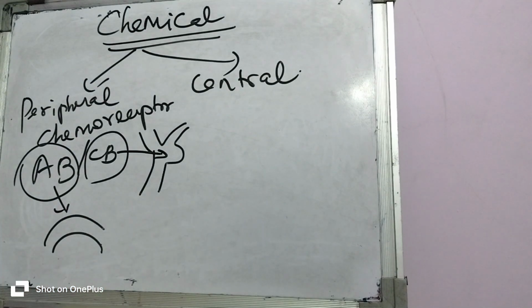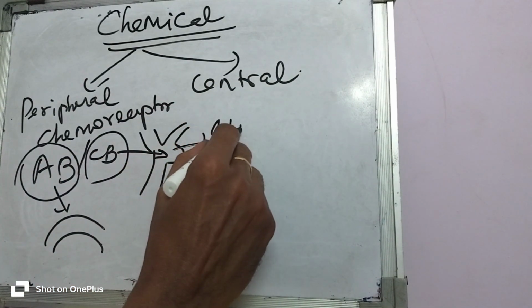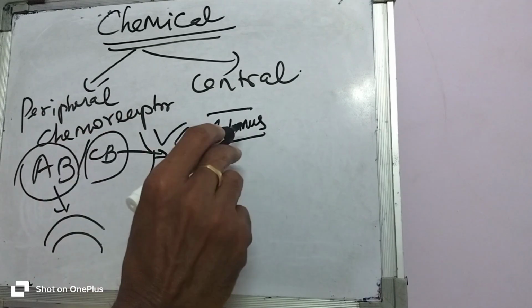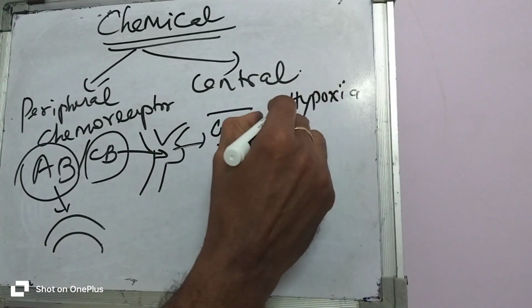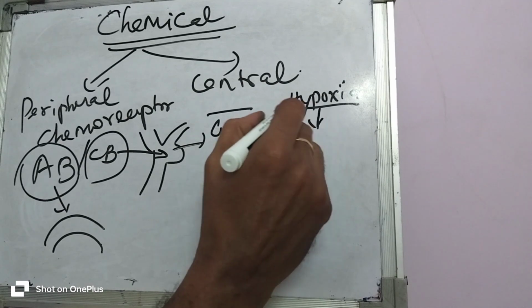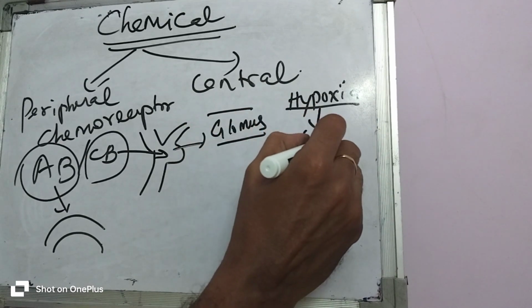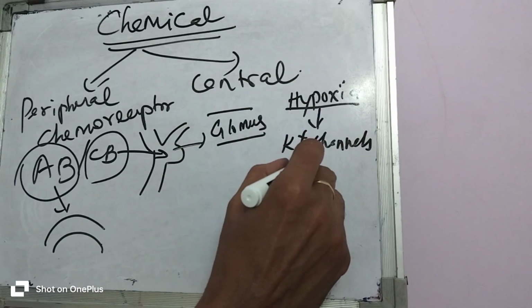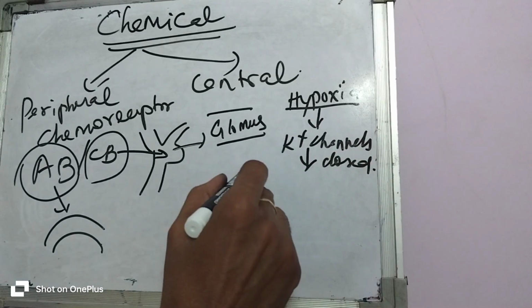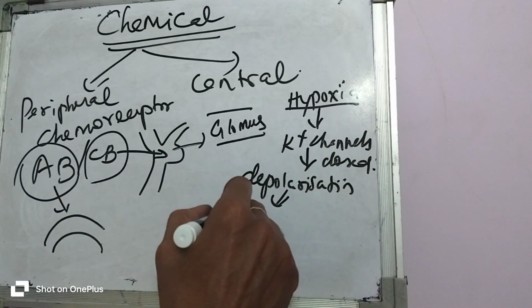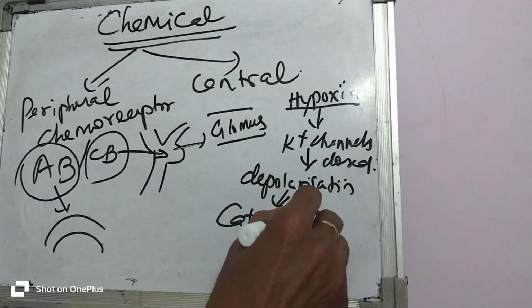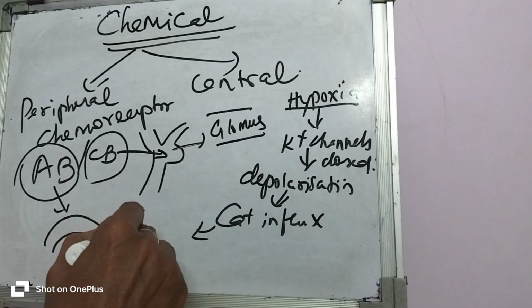Now this carotid body contains a cell called glomus cell. This glomus cell is sensitive to oxygen. When the oxygen level goes down, say in hypoxia, the oxygen sensitive potassium channel present in the glomus cell is closed, and that causes depolarization, or positivity inside the cell. This causes calcium influx, and this causes release of the neurotransmitter dopamine.